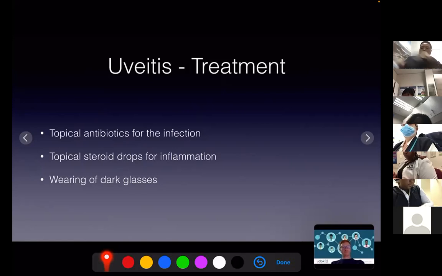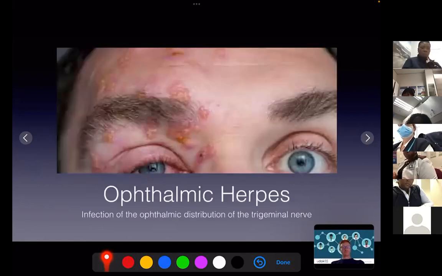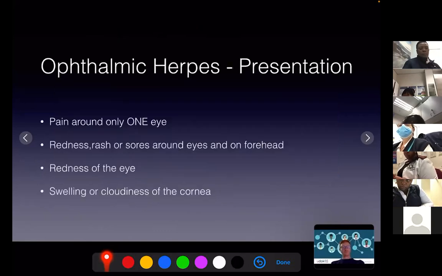The next one we'll talk about is ophthalmic herpes. Now, just like any kind of herpes infection or shingles, this one particularly involves the ophthalmic distribution of the trigeminal nerve. So the trigeminal nerve is essentially the nerve that supplies sensation to the front of the forehead itself and into the eye itself, rising up to the tip of the nose. Now, when we have this ophthalmic herpes, then they'll present with pain, and it's usually around one eye. So only one part of the nerve is actually affected there.